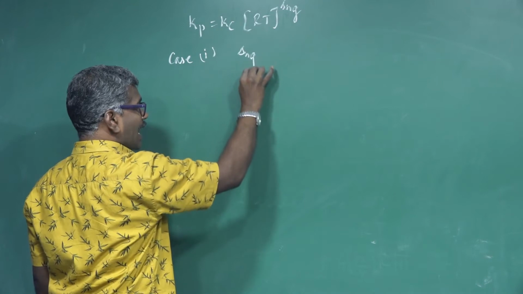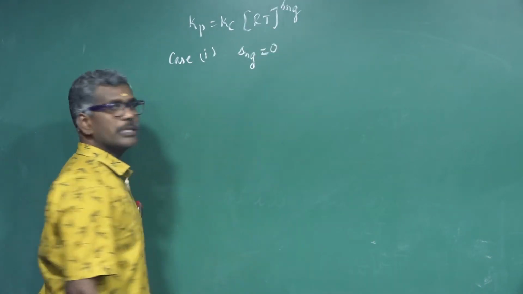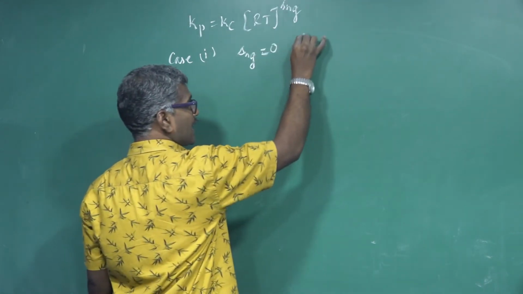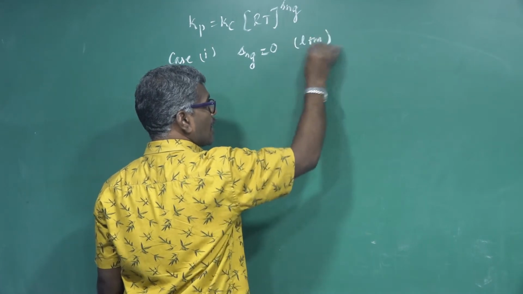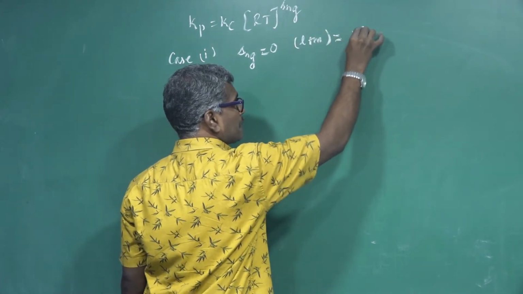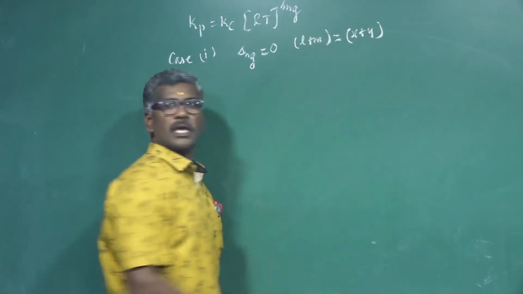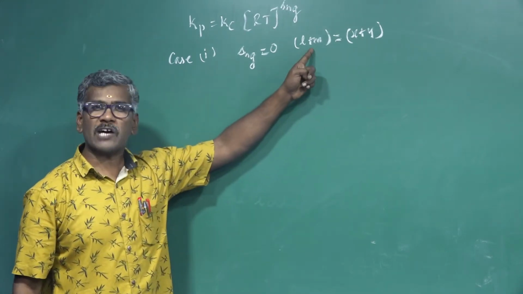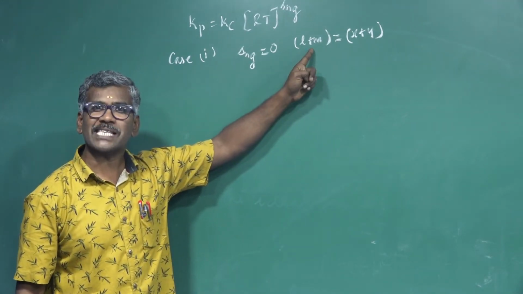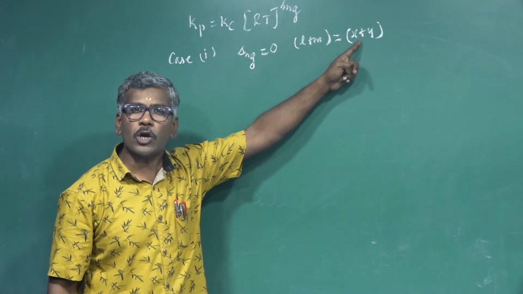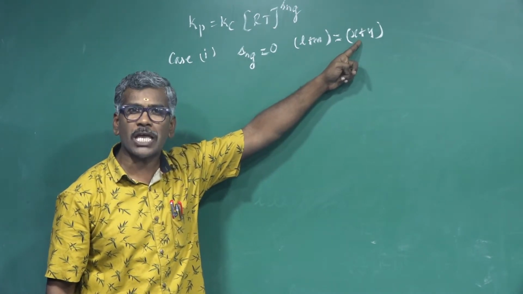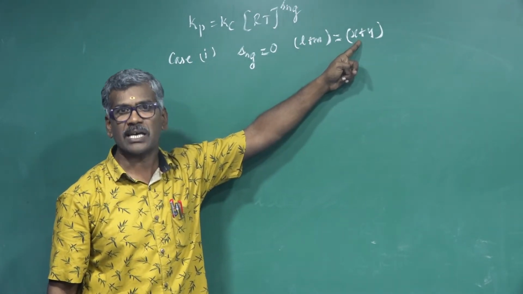Here, delta Ng is nothing but equal to 0. That is, L plus M equal to X plus Y. Here, the total number of stoichiometric moles of gaseous product should be equal to the total number of stoichiometric moles of gaseous reactant.